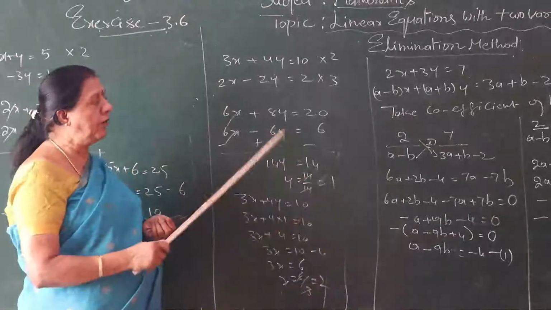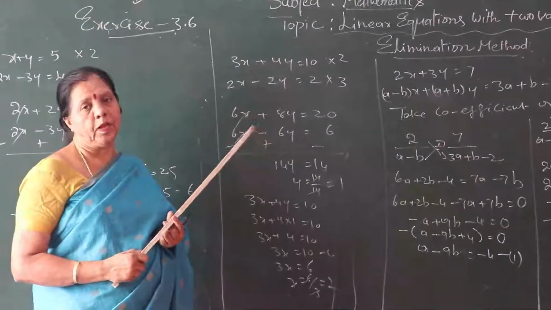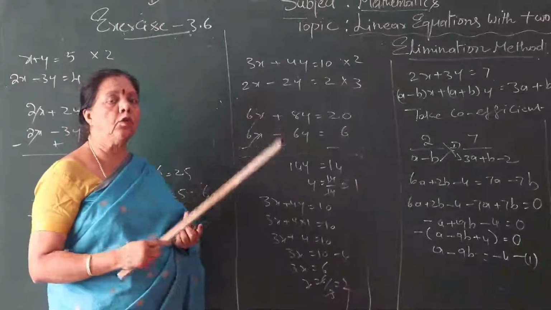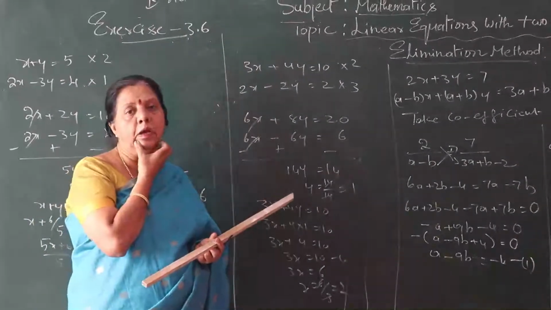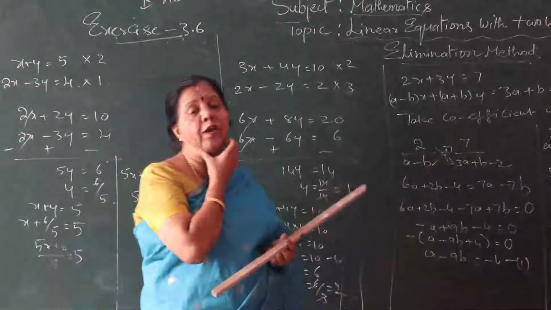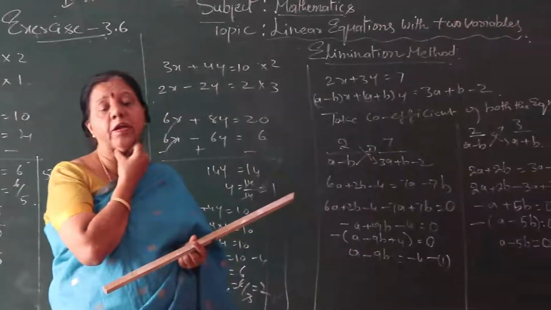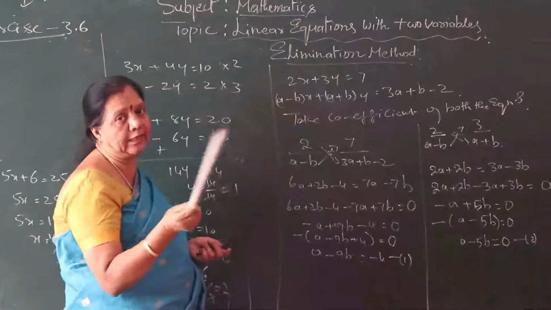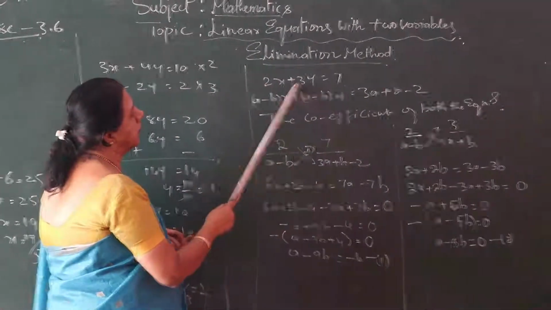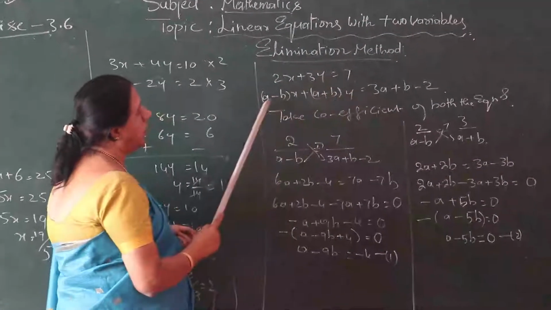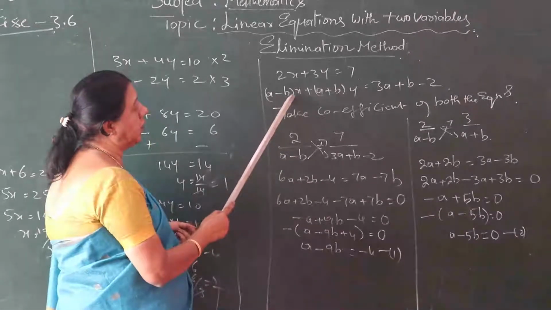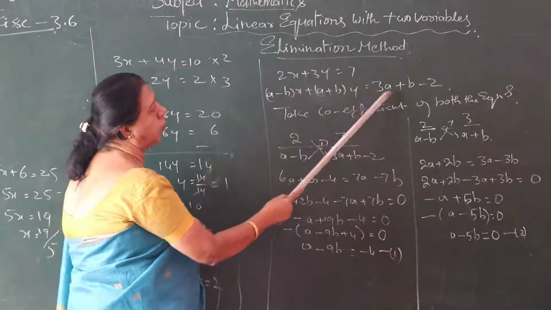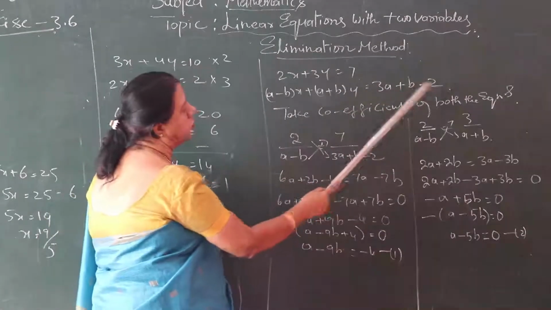So now I have taken a different problem. I have taken it because these two are the same, and the example also has the same thing, but this one they have given in a different way. You don't have any confusion. I will teach you that also. See, this is in your exercise. Here 2x plus 3y is equal to 7. Here they have given a minus b of x plus a plus b of y is equal to 3a plus b minus 2.